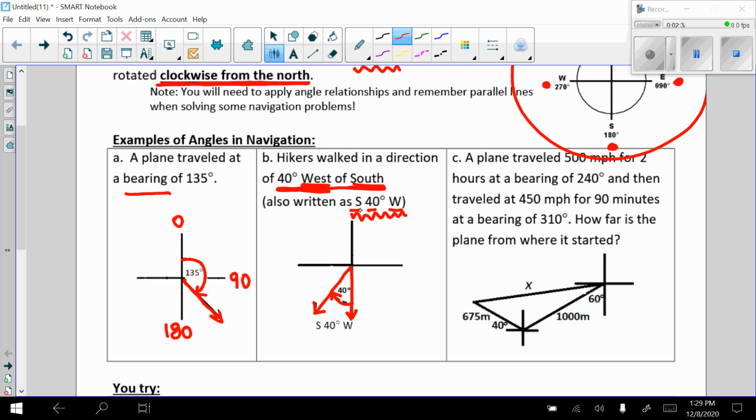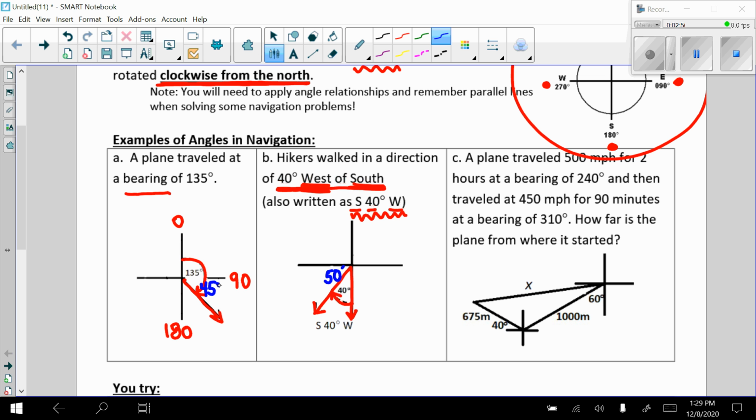What that does for us is it gives us a 50-degree reference angle. Just like in the first example, we would have a 45-degree reference angle. That doesn't change because this is still broken up into 90-degree quadrants.